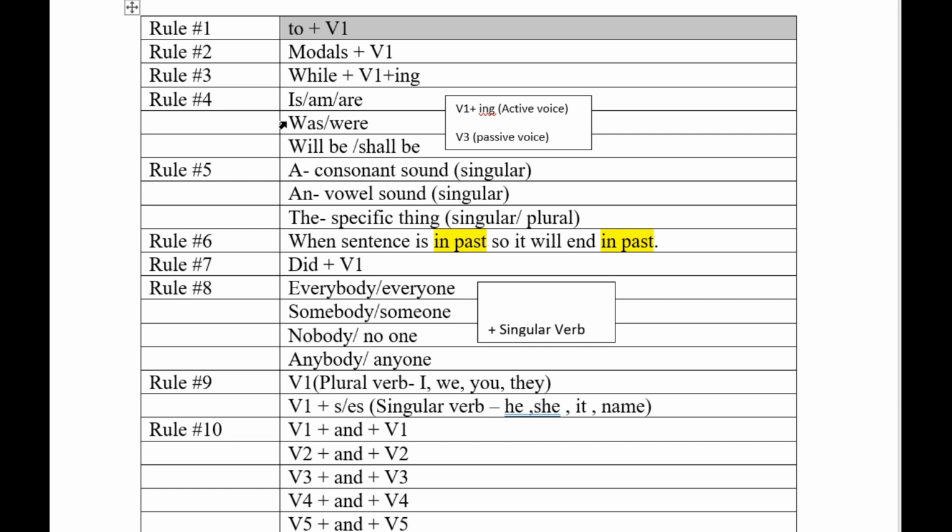Rule number 9 says verb first form for plural will have I, we, you and they, and verb first form, singular verb form, will be for he, she, it. S and ES is a singular form. Most of you make errors here only. If you see S and ES after any verb form, you think it's plural, but it is in turn singular.